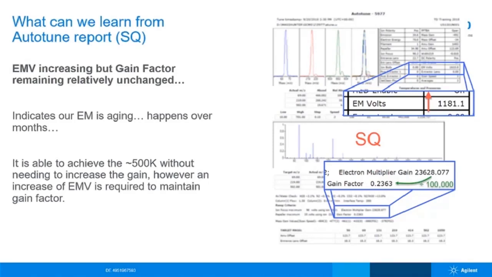So let's look at another case with our tune report where the EM voltage is increasing, but the tune gain factor is staying steady at 0.24. This generally occurs over months and indicates that the electron multiplier is aging.